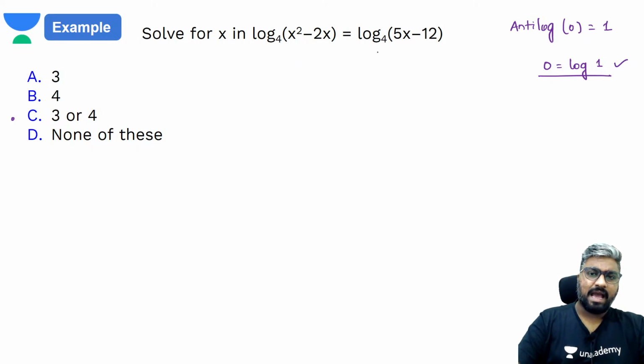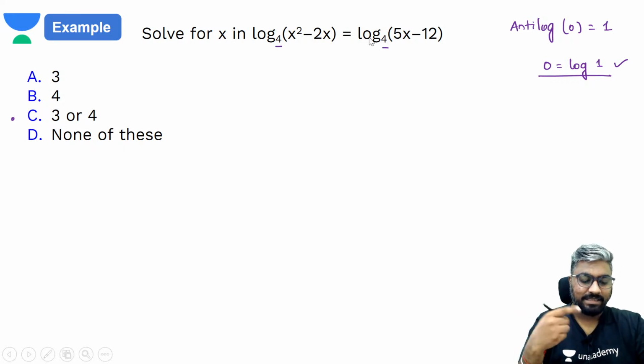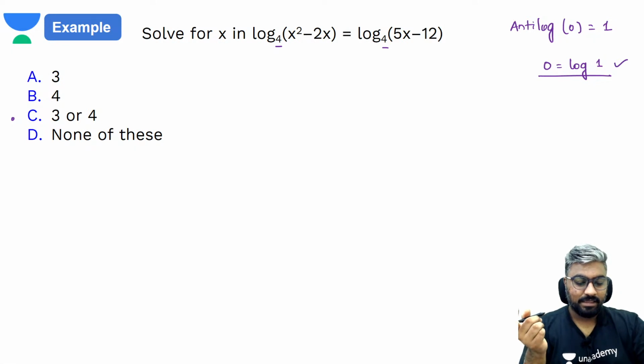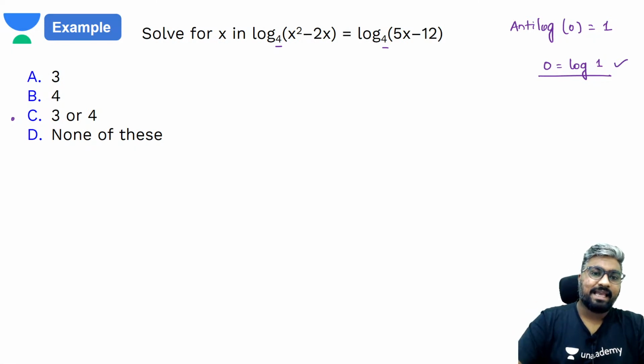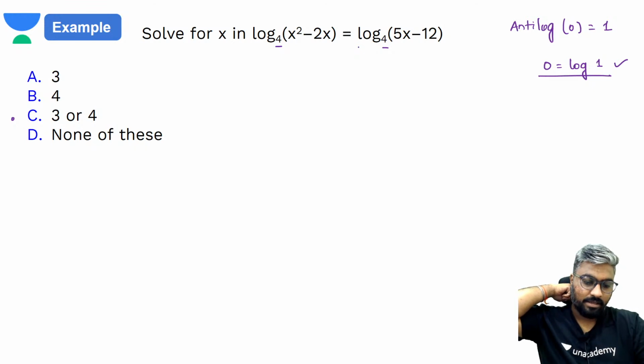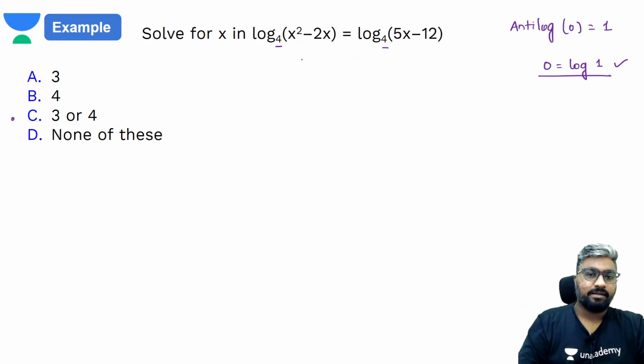Just like we put log with a base, anti-log will also be with a base. So here anti-log base 4. Yes, it's just like cancelling. CN, cancelling like this directly is very harmful, that is why we call it anti-log. You are basically just cancelling it.